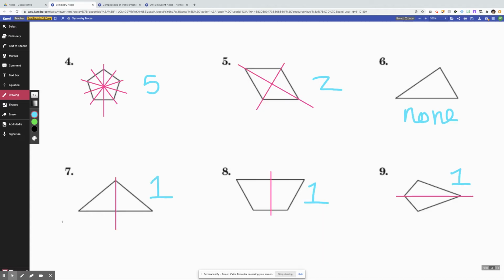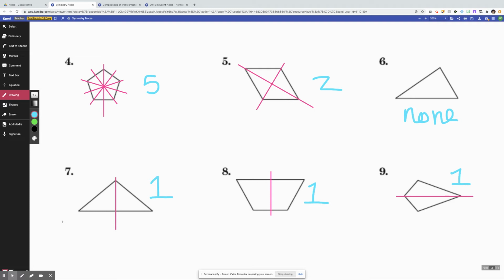All right, folks, so here are your other 6 shapes. So that pentagon there has 5 lines of symmetry. That parallelogram that you see in the middle has only 2 lines of symmetry. The triangle that you see on the right-hand side is a scalene triangle. All 3 of its sides are different lengths, so it actually does not have any lines of symmetry.